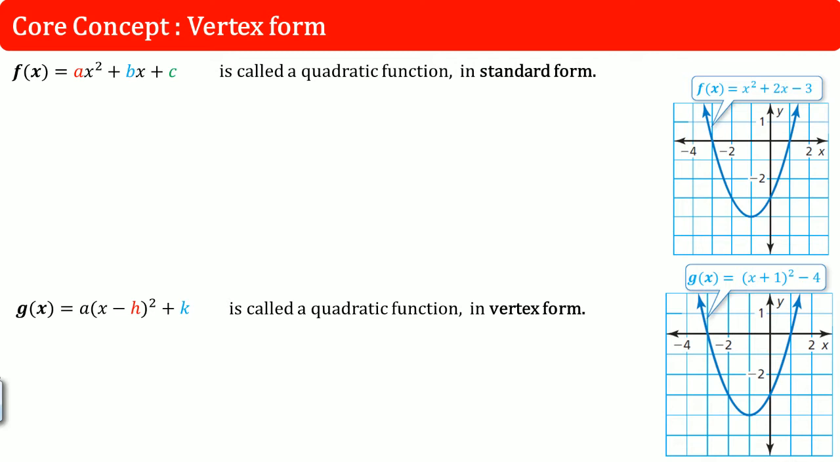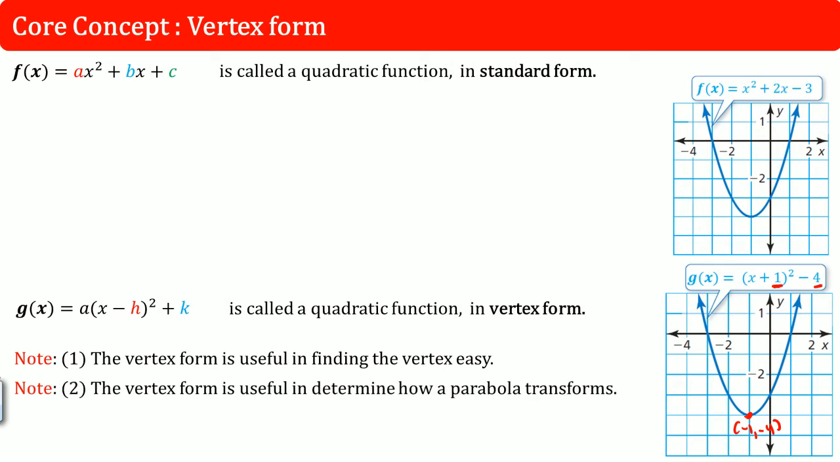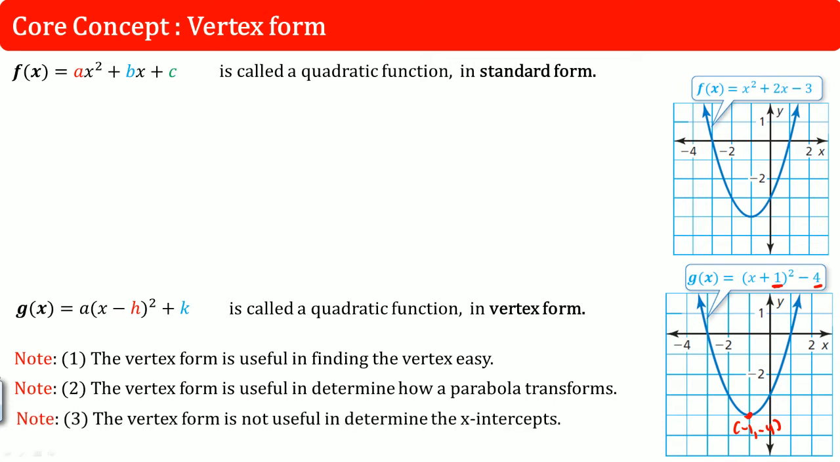Why should you care about the vertex form? The vertex form has these 3 notes. 1, the vertex form is useful in finding the vertex very easily. In this case, the vertex here was -1, -4. There's this 1 here and there's this 4 here. That should help us with that. 2, the vertex form is useful in determining how a parabola transforms or moves about. And 3, the vertex form is actually not useful when determining the x-intercept.